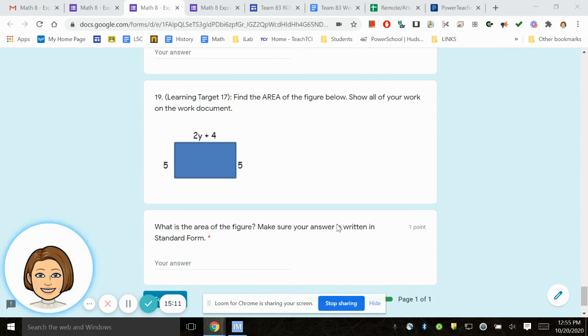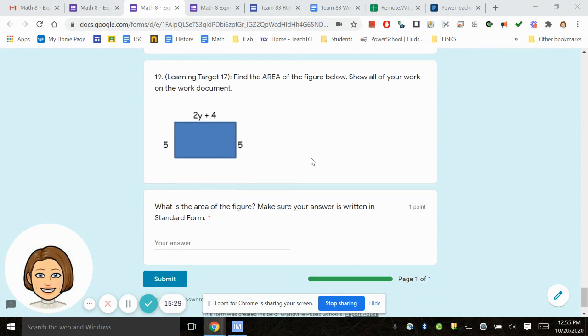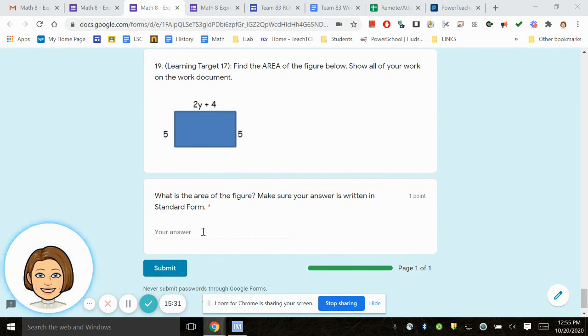Number 19, find the area. Area is length times width. Show all of your work on the work document. If I'm thinking about this one, do I need to use every side that I'm given here? If I think of area as length times width, okay? Make sure you write your answer in standard form.